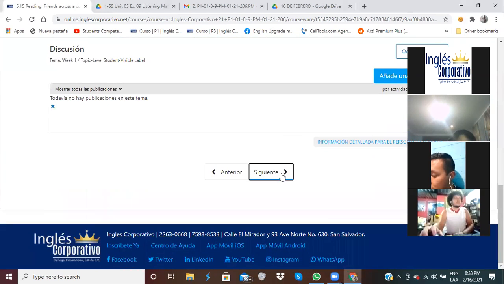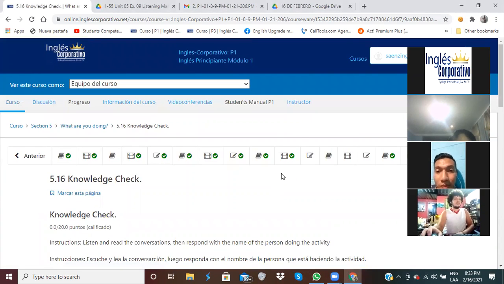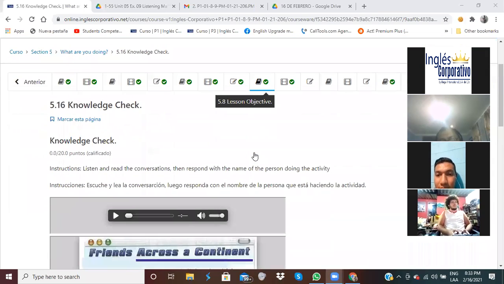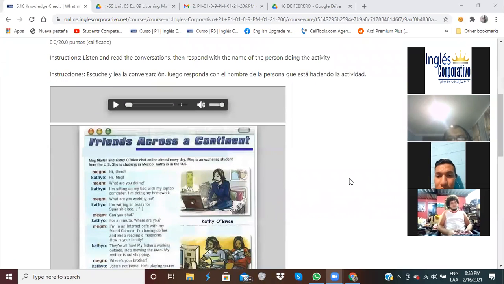Okay, now for the next activity, we are moving forward and we're going to be looking at section number 5.16, knowledge check. Instructions. Listen and read the conversations. Then respond with the name of the person doing the activity. Instrucciones. Escuche y lea la conversación. Luego responda con el nombre de la persona que está haciendo la actividad. Everybody listen, please.